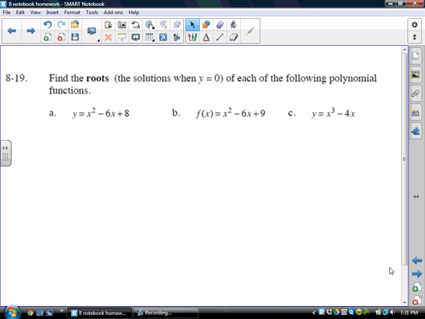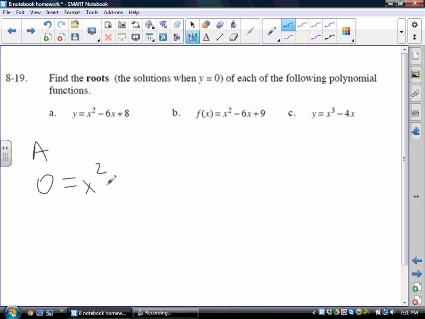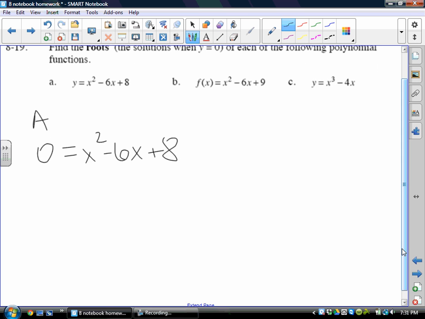Okay? So the first one right here in A, I'm going to replace y with 0. So 0 equals x squared minus 6x plus 8. Now we're going to factor this, okay? So you can do the box and the diamond, but hopefully we're getting a little bit better speed when we're factoring, especially if it's only a 1x squared. This might be more appropriate to use the previous way you learned how to factor.